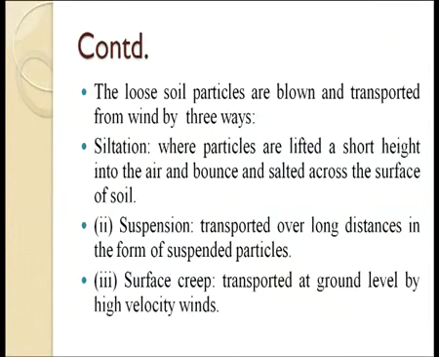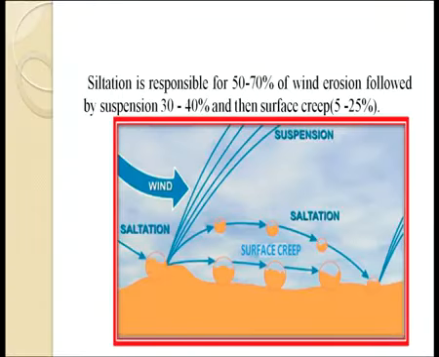The loose particles are blown and transported by wind in three ways. Saltation, where particles are lifted a short height into the air and bounced across the surface of the soil. Suspension, transported over long distances in the form of suspended particles. Surface creep, transported at ground level by high velocity wind. Saltation is responsible for 50 to 70% of wind erosion, followed by suspension at 30 to 40% and then surface creep at 5 to 25%.